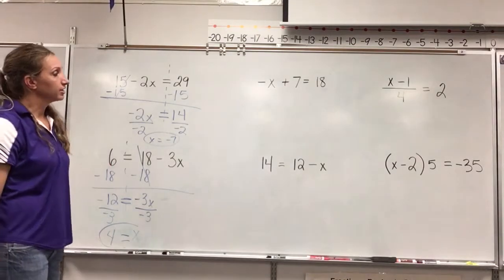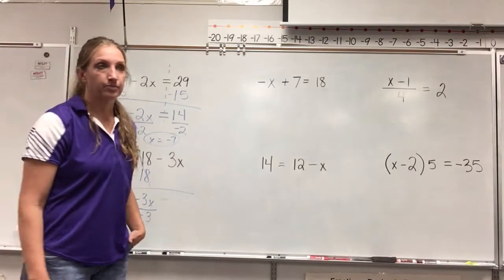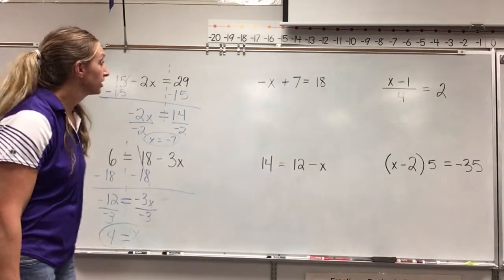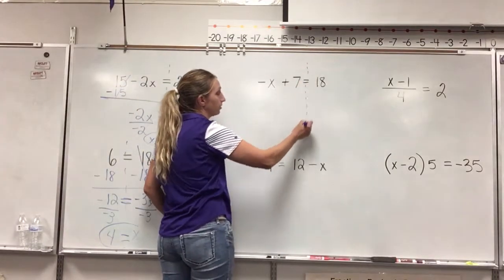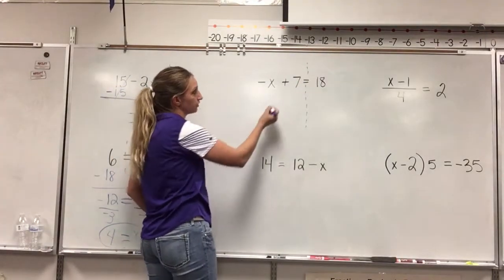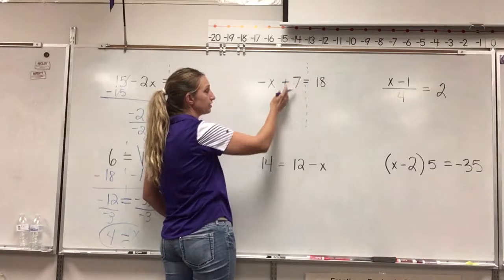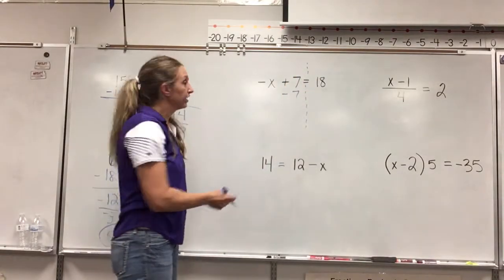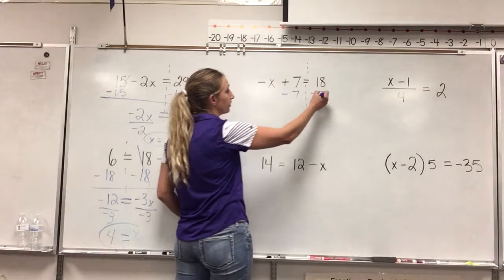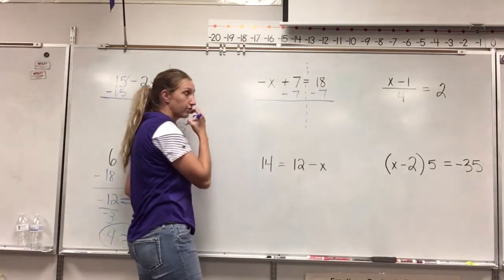All right, some other ones that have popped up that we've been having questions about. Negative x plus 7 equals 18. Well, we're not having any problems with our first step. We realize that our first step would be to get rid of this term, and since that's a positive 7, we should be subtracting 7. And if I subtract 7 from the left, then I should subtract 7 from the right.